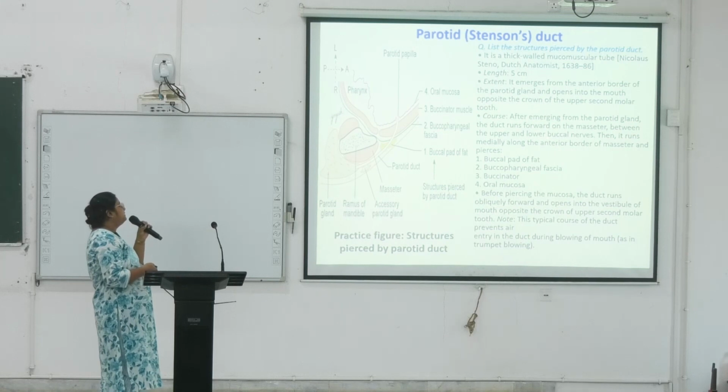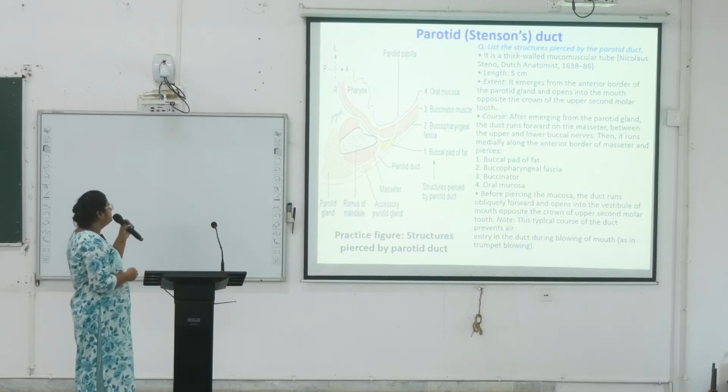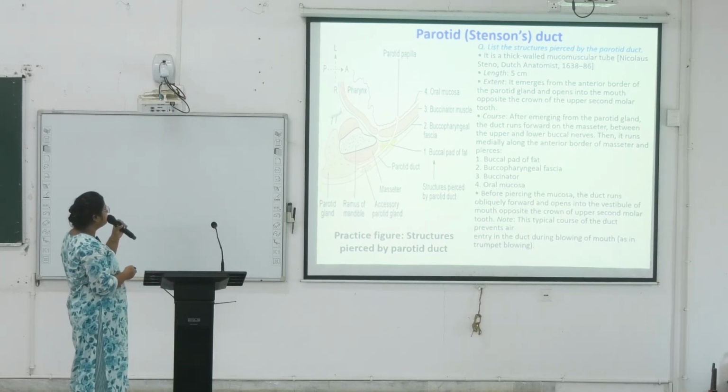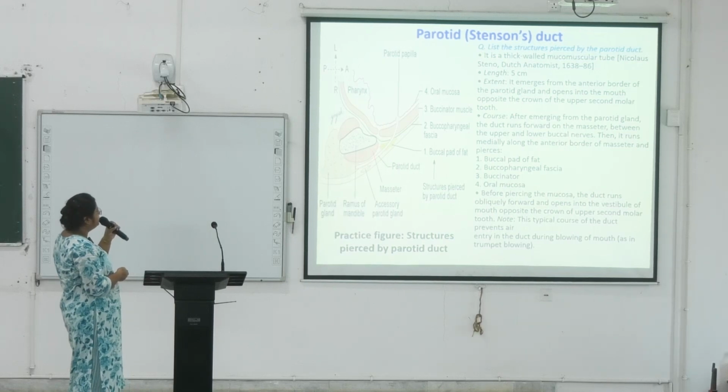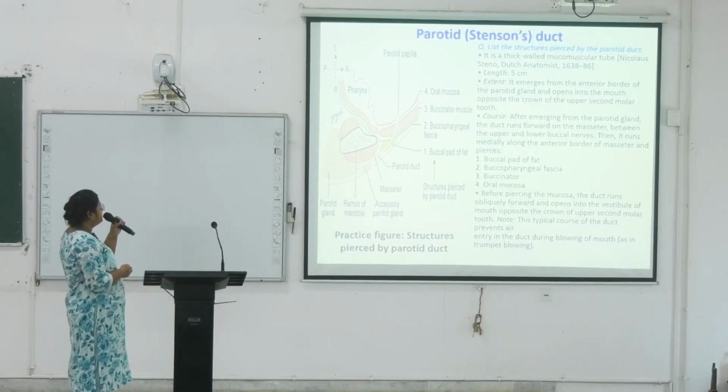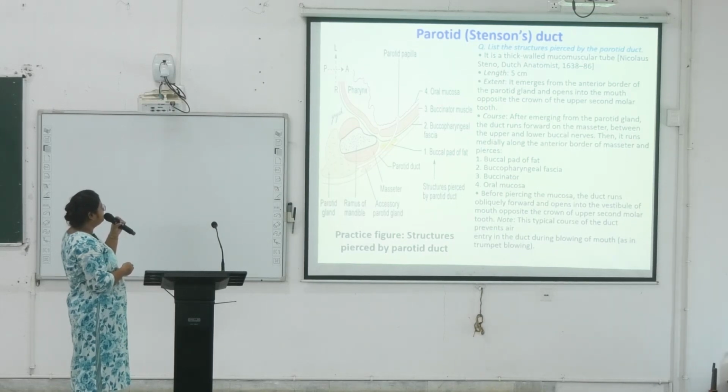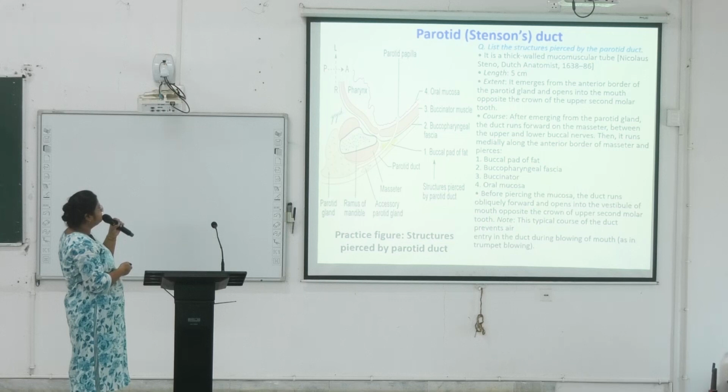What is the course after emerging from the parotid gland? See here, this is the parotid duct. After coming out from the gland, it pierces the buccal pad of fat, then the buccopharyngeal fascia, buccinator muscle, then the oral mucosa.